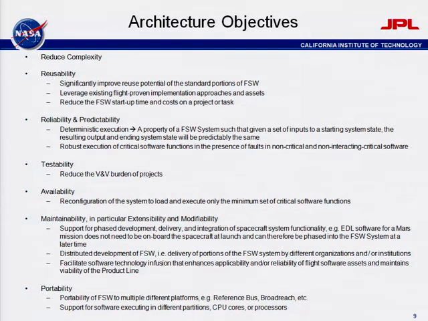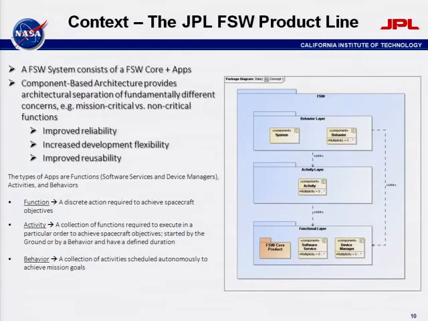So these are our driving architectural objectives, and based on those architectural objectives, we came up with the JPL Flight Software Product Line Architecture. So in this diagram, you see a representation of an entire flight software system. So a flight software system in this architecture is a combination of this flight software core plus apps.